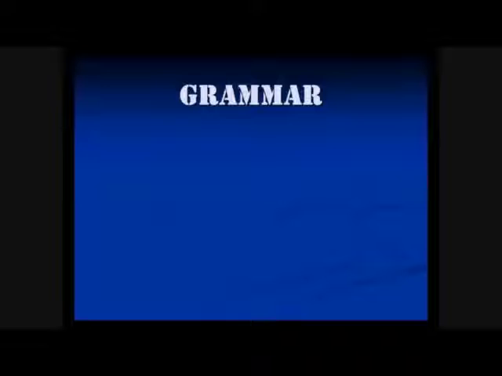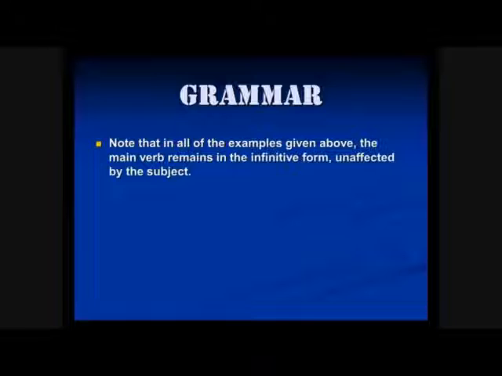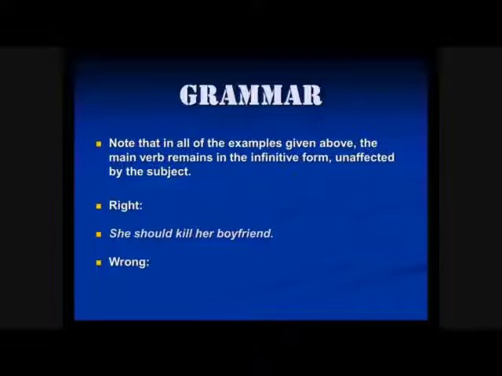Grammar 6. Note that in all of the examples given above, the main verb remains in the infinitive form, unaffected by the subject. Right: She should kill her boyfriend. Wrong: She should kills her boyfriend.